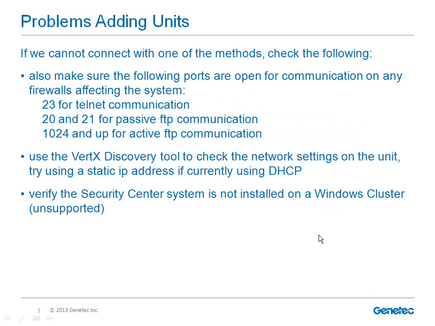There's a few other ports we need to make sure are open and unblocked as well. The first one is port 23 for telnet communication, and then ports 20 and 21 for passive FTP communication. And finally, ports 1024 and higher for active FTP communication. The HID units come with a Vertex Discovery GUI, which can be used to check the network settings on the unit. If it does not have one already, give the unit a static IP address and try to add it again. Now, the last step here is to make sure the Security Center system is not installed on a Windows cluster.